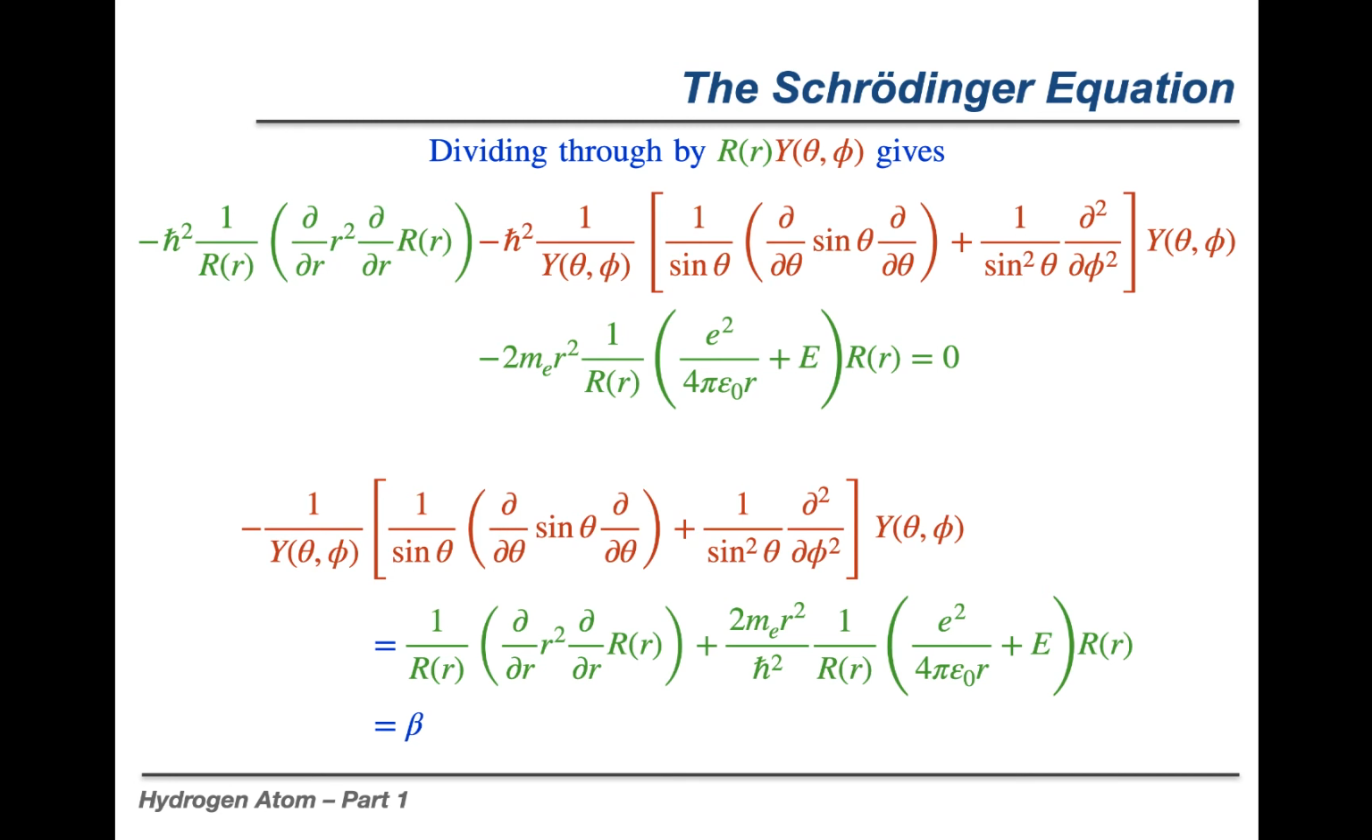And I can see that since the red expression equals the green expression, they must both be equal to something else, and I'll call that a constant beta. And I'll note that I've now rolled h bar squared into the value that I have here for beta.